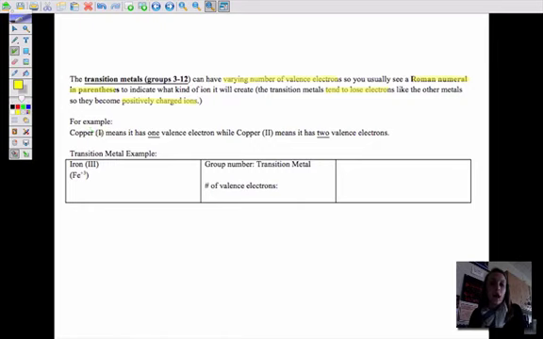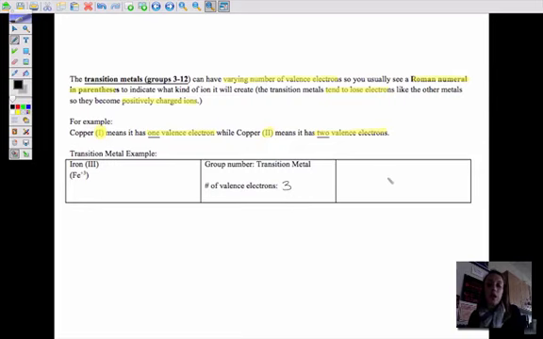So for example, copper with a Roman numeral 1 means it'll have 1 valence electron, while copper Roman numeral 2 means it'll have 2 valence electrons. Our example here is iron 3, and if you were writing it with a chemical symbol and a superscript, which we've already talked about, it would look like this, Fe plus 3. The group number, it's a transition metal, so we're kind of grouping them all together, and if it has a plus 3, that means it's going to have 3 valence electrons.